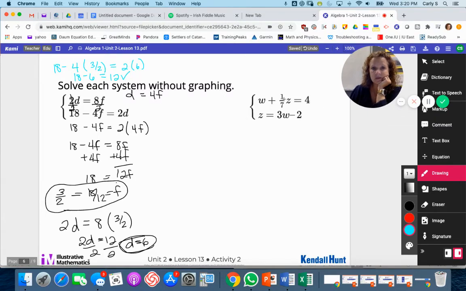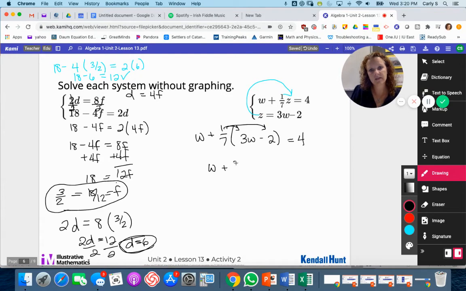I really do not want to substitute in with a fraction. But what I've told you is take this simpler equation and substitute it into the harder one. So let's go ahead and try it. So W plus 1/7, and instead of Z, that's 1/7, sorry. I'm going to write 3W minus 2 equals 4. So go ahead and distribute that 1/7. W plus 3/7 W minus 2/7 equals 4.